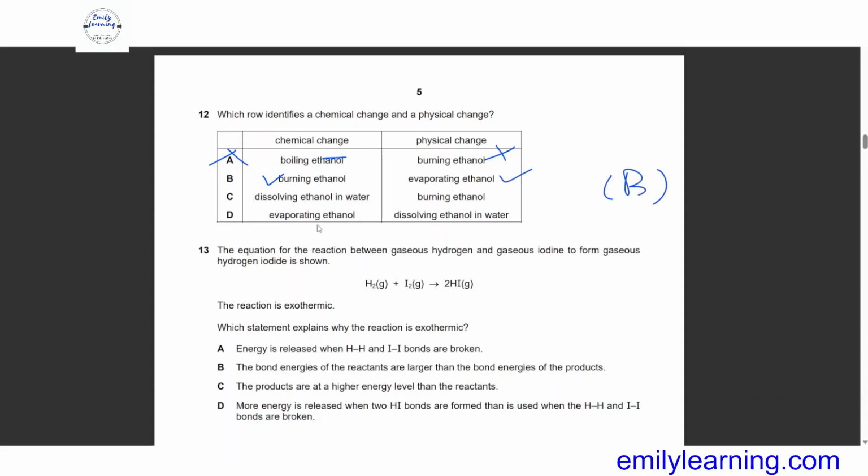Okay, so if you take a look at the rest, dissolving is also a physical change because you still have ethanol and water. It's just that they are now mixed with each other, so it's not a chemical change, it is a physical change. Burning, all combustions are chemical changes, so this is out. Evaporation, okay, it's a physical change because it's just a change in state, so it's dissolving ethanol in water. So the answer is B.